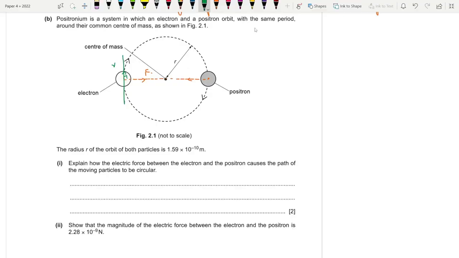Now, why is it a perfect circle and why isn't the radius decreasing? Because the magnitude of the force is constant. If the magnitude changes, it becomes a spiral. So we need to mention those things, okay? So we need to say that the electric force is perpendicular to the velocity of the particles.